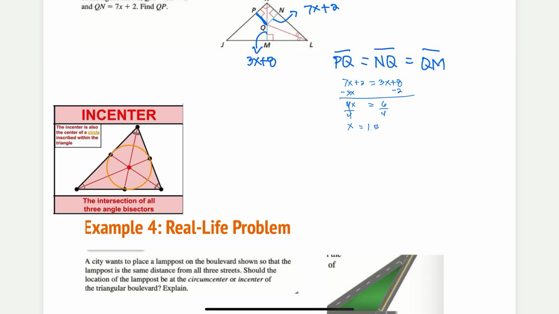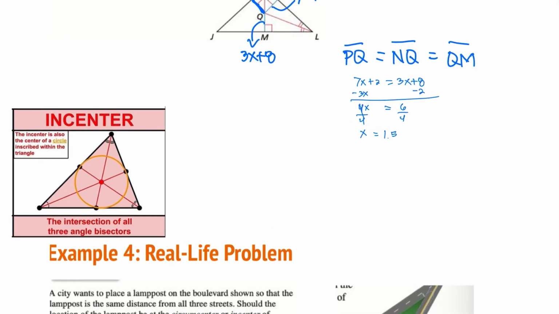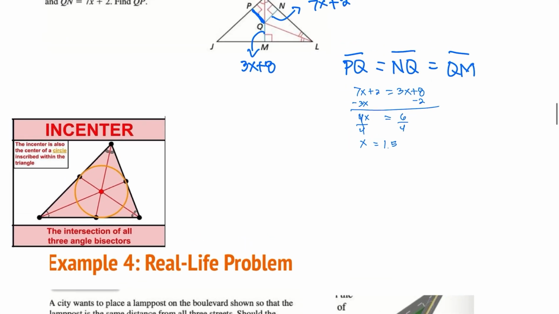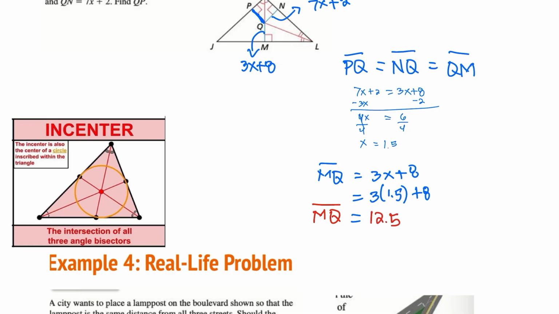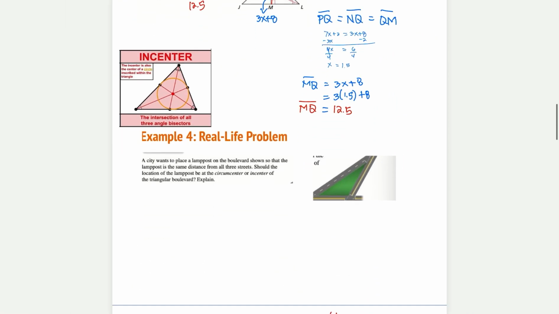Okay, so using x is equal to 1.5, we can choose which side we're going to use. I'm going to use the line MQ since they are all equal. So line MQ is equal to 3x plus 8. I'm just going to change the x into 1.5, times 3, plus 8, and this would give me line MQ equal to 12.5. So therefore, all sides, or the QP, is equal to 12.5. Okay, so that's the in-center theorem.